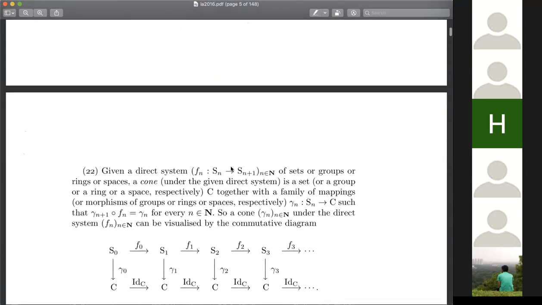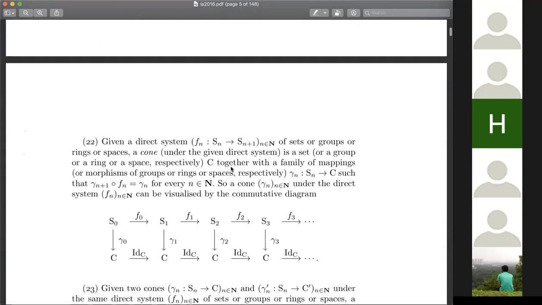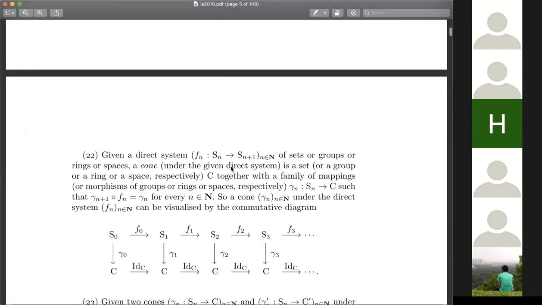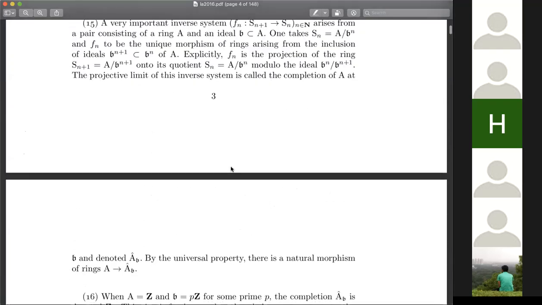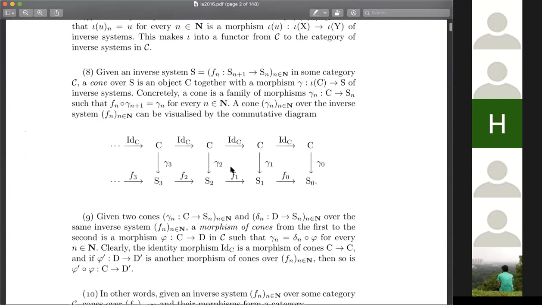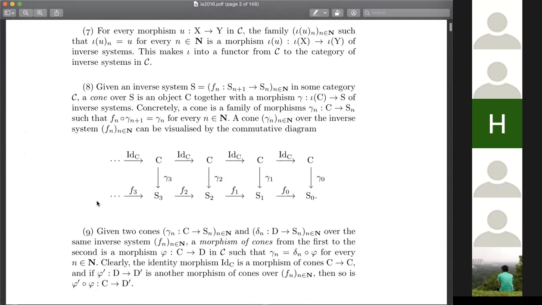But now you have this notion of a cone under the given direct system. Earlier, we had the notion of a cone over an inverse system. Here it is. This diagram shows you an inverse system at the bottom, a trivial inverse system at the top, and morphisms from the trivial one to the one that you are interested in, and that's called a cone.